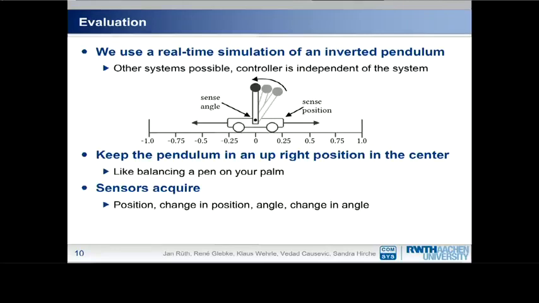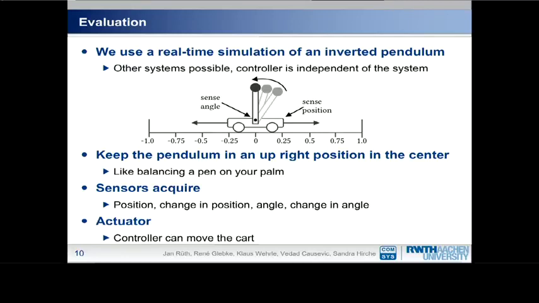It's basically like balancing a pen in your hand. If you ever did that, it's quite tricky. It gets easier if the stick is longer, but you can do it. And the sensors basically acquire the current position of the cart, the change in position of the cart, the angle of the rod, and the change in angle. And as I said, we can move the cart.